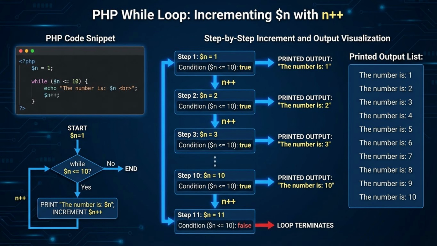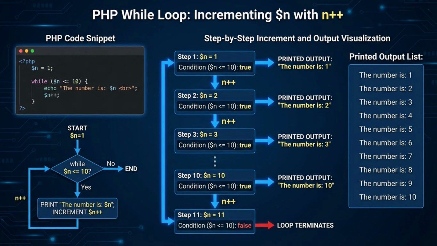The code starts with n equals 1, which is our initial value. The while loop checks the condition n is less than or equal to 10. Since 1 is less than or equal to 10, the condition is true, so the loop begins. At this point, PHP prints the message, "The number is 1." After printing, the variable is updated using n++, which means the value of n increases by 1. So now n becomes 2. Next, the loop returns to the condition check.